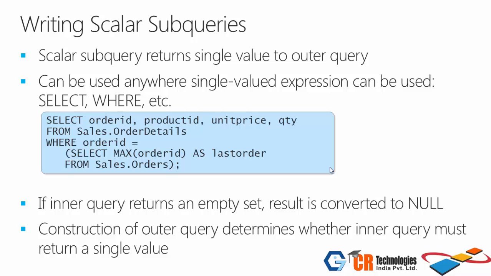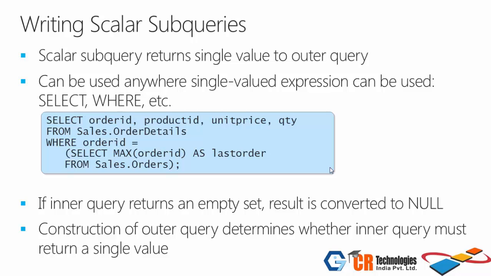If the subquery returns an empty set, the result of the subquery is converted and returned as a null. So you need to remember this. You need to ensure your outer query can gracefully handle a null in addition to any other expected results. For example, order ID is equal to null. Is this handleable by your outer query, in case your inner query in this example returns a null value? Because if no records are returned, it will return a null value. Can your outer query gracefully handle that value apart from other values is something you'll need to keep in mind while you're actually coding a subquery.